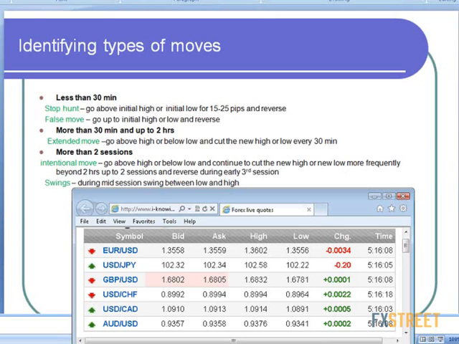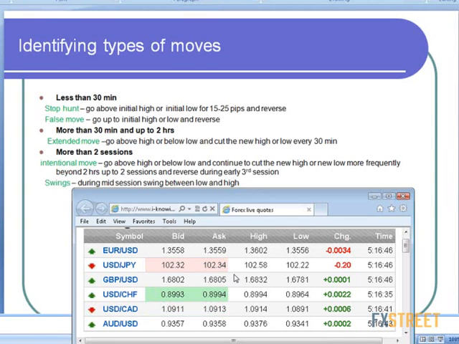And if they have done the intentional upward move, then there is one quick upward move during the start of the third session, and then they reverse quickly. That is what the intentional move is. So in the third session, they reverse.